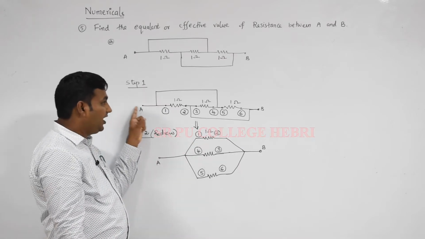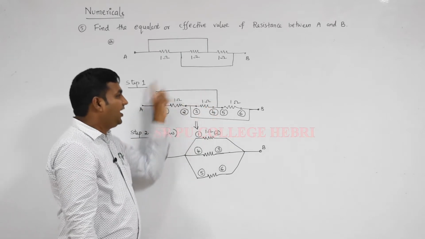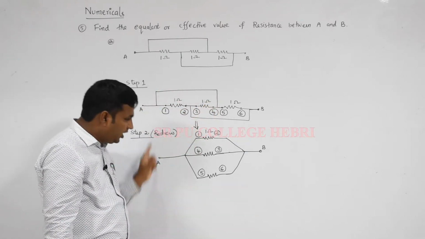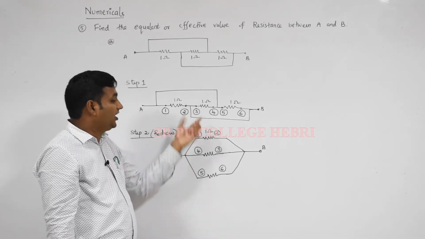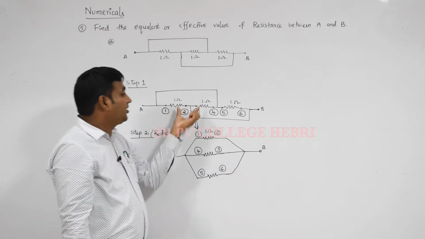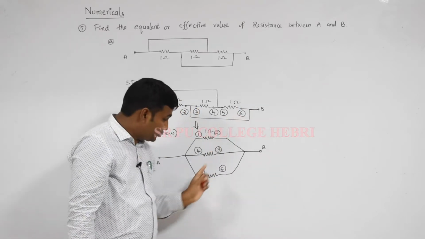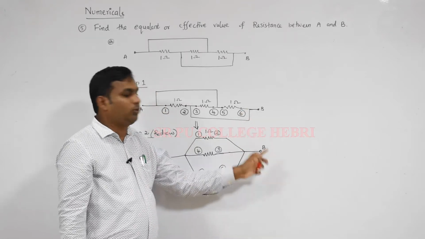I taken from A got a 3 option: A connected to 1, A connected to 4, A connected to 5. Then here 2 and 3 are connected. Then 2 and 3 together connected to 6. 6 is connected to end B.